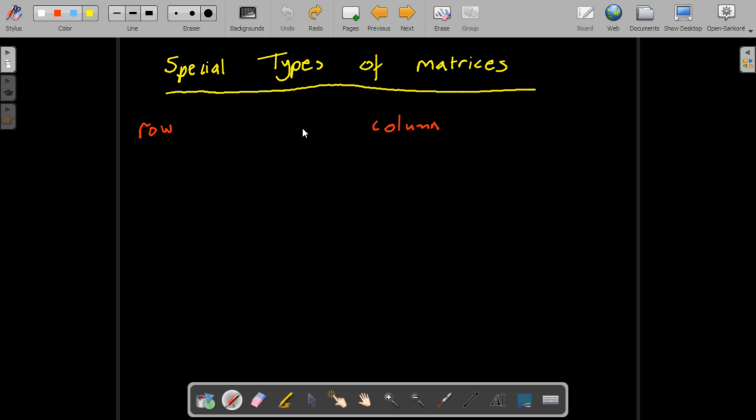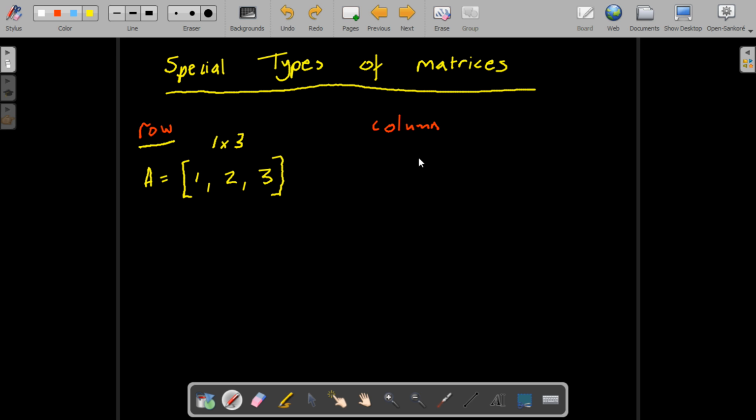So we've got special types of matrices. The first one is a row matrix. So for a row matrix, I might say A is, and it'll probably look something like this. The elements will be different, but the row matrix is just a matrix that has one row. So you've got one row, 3 columns. That would be a 1 by 3 matrix, but it's a row matrix because we've only got one row.